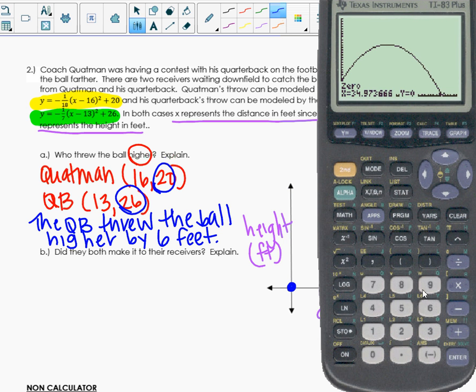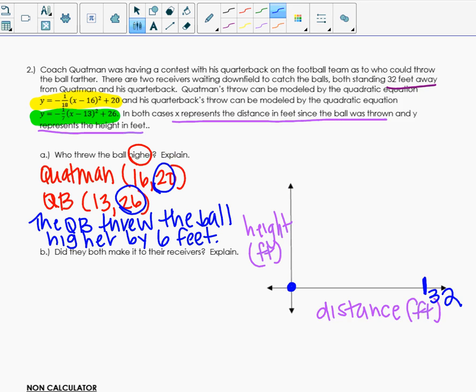And so we're at 34.97 feet. So Quatman has an x-intercept of 34.97. Okay, obviously these are approximate. We're not going to put approximate symbols in a point. Okay, so we know Quatman makes it because the receiver's 32 feet away and Quatman throws it almost 35 feet.